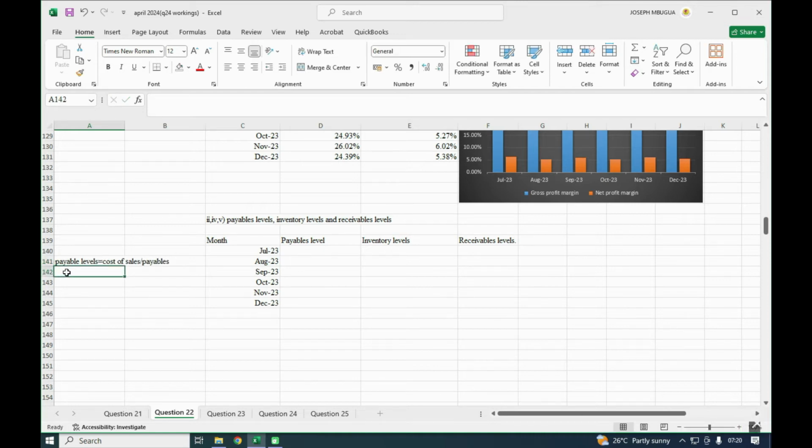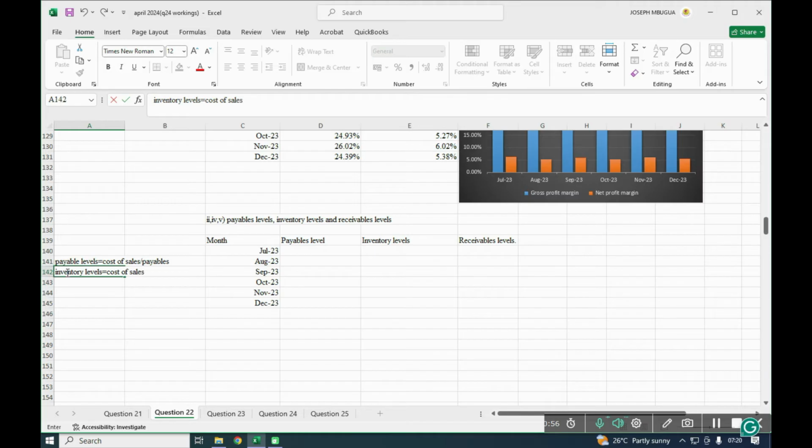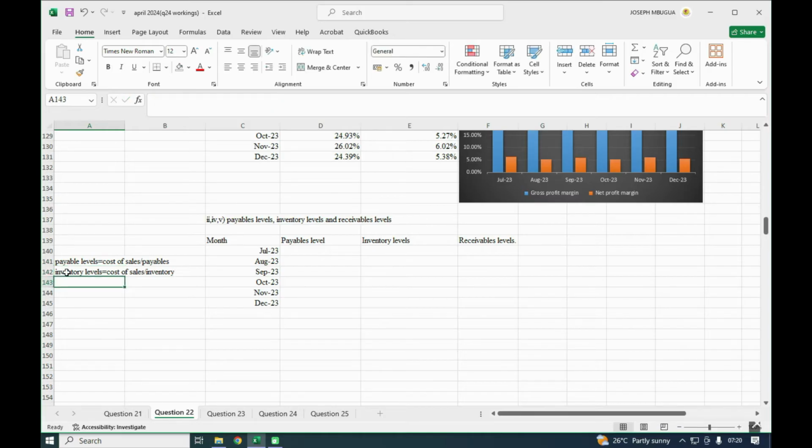Then the next one is inventory. Inventory levels. So for the inventory, again, it is cost of sales over inventory. It is like the inventory turnover. Then the next one is the receivable levels. This will be revenue over receivable.